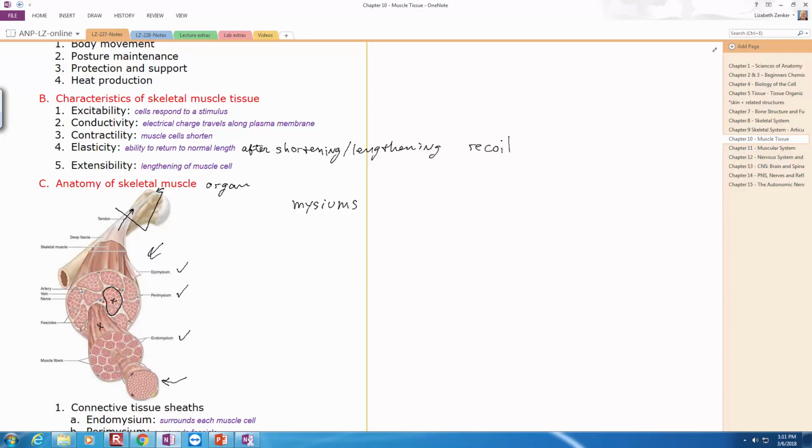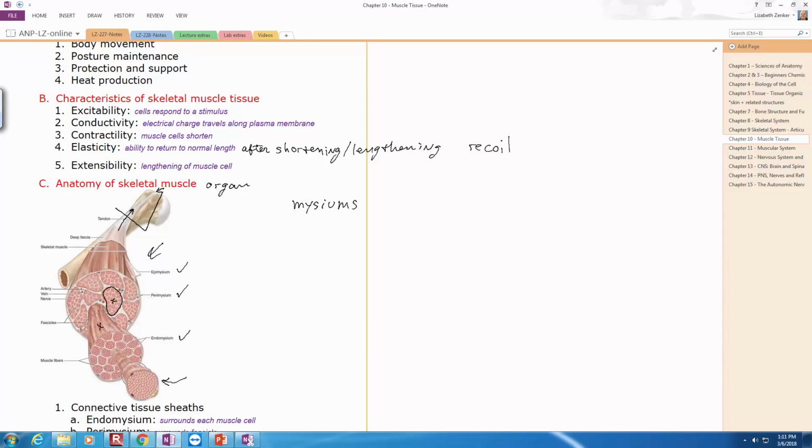So the one muscle cell is surrounded by endomysium. Then you have many of those muscle cells grouped together, which is surrounded by perimysium. Peri means around. Endo is within, peri is around. And then you have many fascicles grouped together and surrounded by the epimysium. Epi means upon. So that's the most outer layer of CT wrapper, if you will.